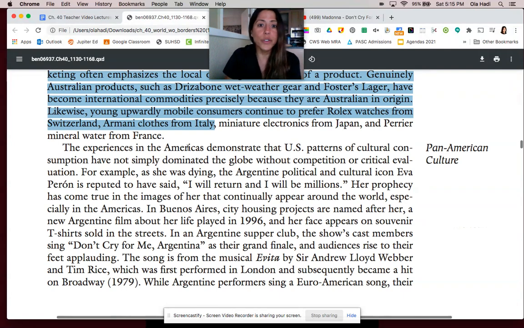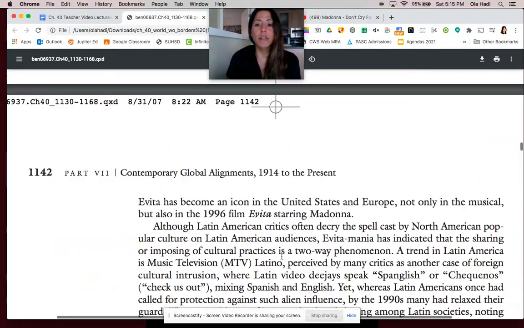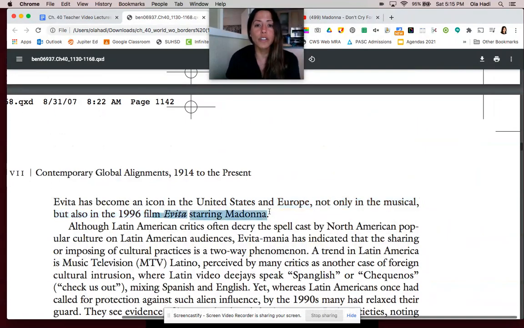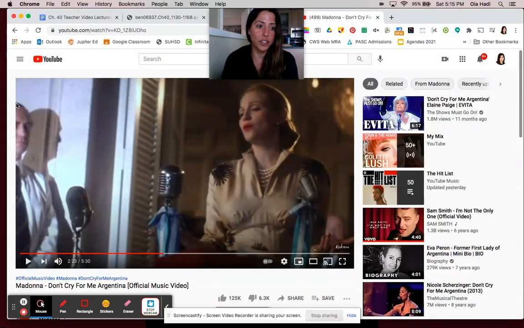And you also see the influence of Latin American culture on American culture. The book gives the example of the famous Eva Peron and how popular she became in the United States. There was not just a musical about her, but also there was a famous film called Evita starring Madonna, and you could potentially watch the whole film for extra credit. This is a famous line from the Evita movie. This is Madonna performing it.